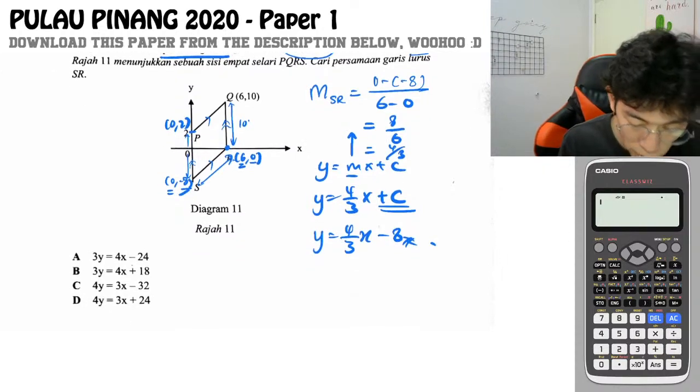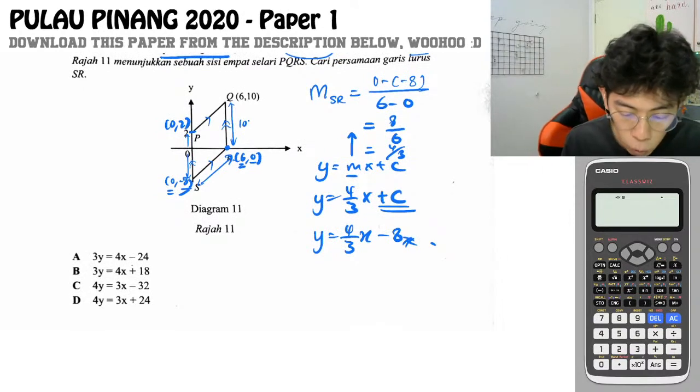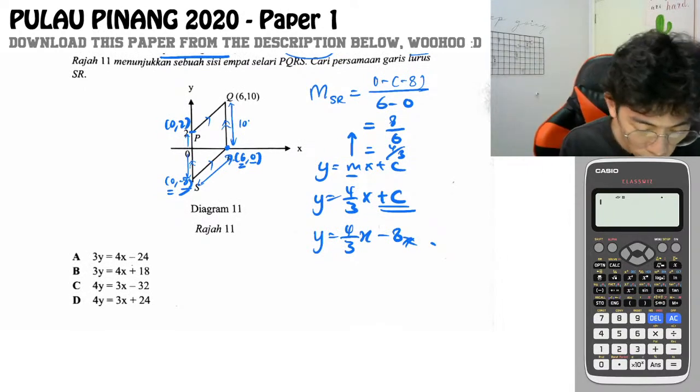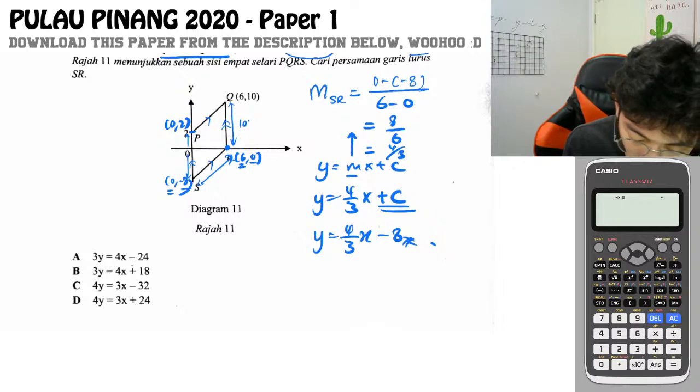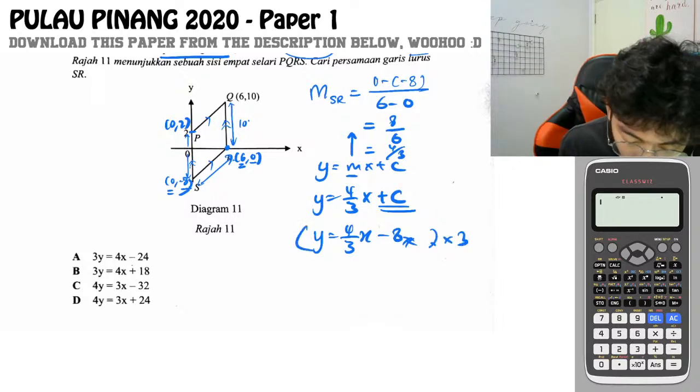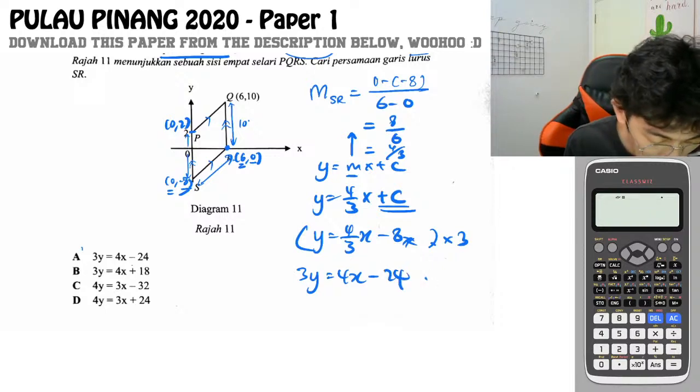Okay, so is there any answer? Nope. So it looks like they want it in a format without fractions, right? So you take the whole thing times 3 because you want to take away the fraction. So 3y equals 4x minus 24. So the answer is A.